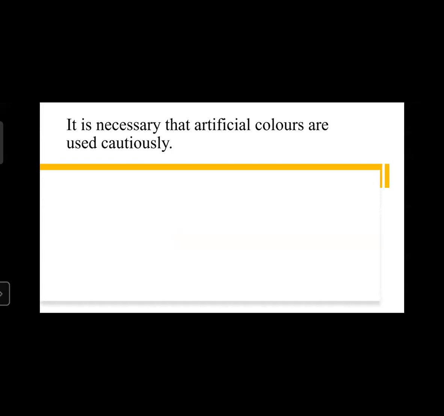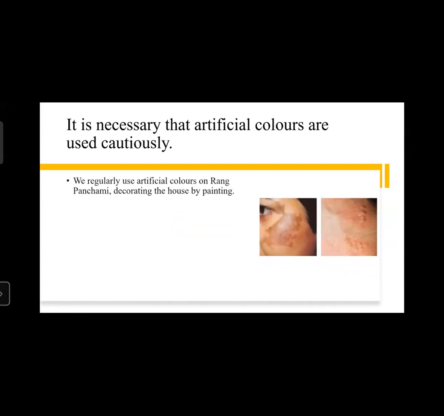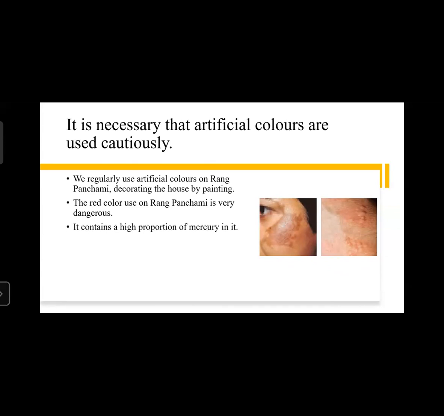Now we will see in detail why it is necessary that artificial colors are used cautiously. We regularly use artificial colors on Ranga Panchami and for decorating the house by painting. The red color used on Ranga Panchami is very, very dangerous because it contains a high proportion of mercury.